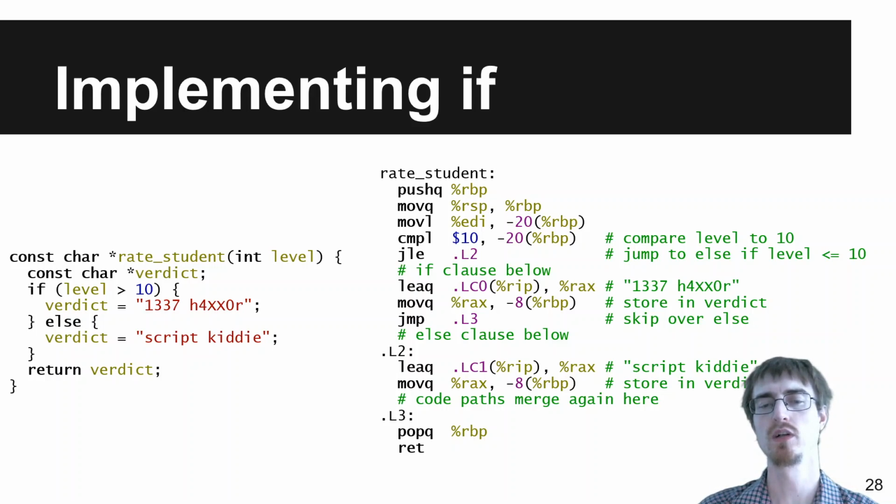Then at L2, label 2, we see that there's the code that is executed for the else part. There at the end, the code paths merge again. So the if part jumps to L3, whereas the L2 part that implements the else part of the if statement simply falls through into there. It doesn't need to do another jump. So in both cases, we perform one jump. In the if case, we jump over the else. In the else case, we jump over the if. And then at the end, the function simply returns.